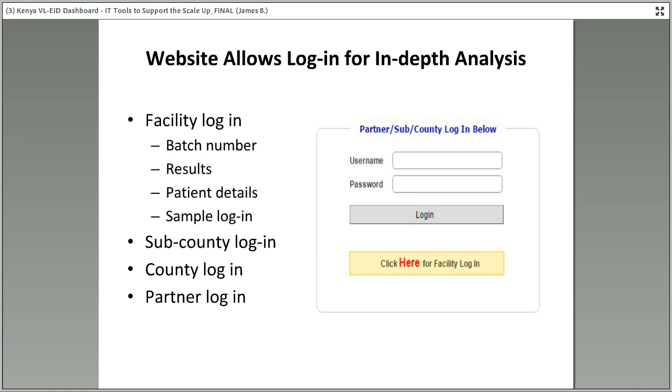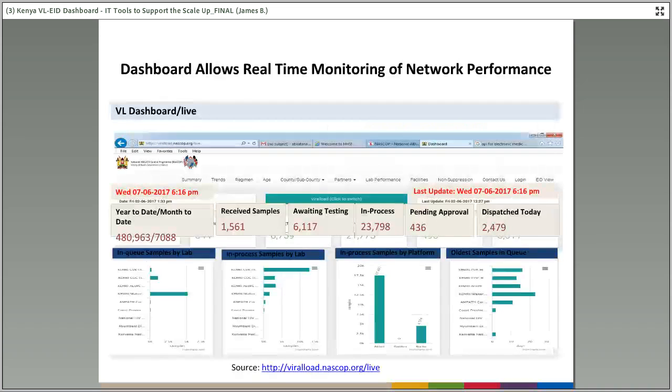So facilities can only log in and see their patient data. They can look at results for patients and details. Partners, sub-counties, and counties can log in and see the performance of their facilities. They are able to look at the different facilities and be able to manage them.